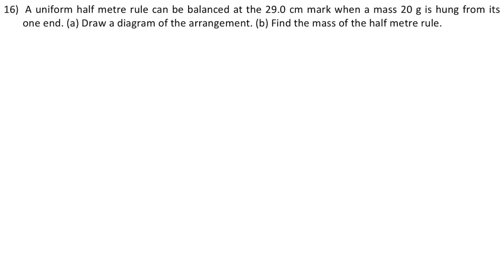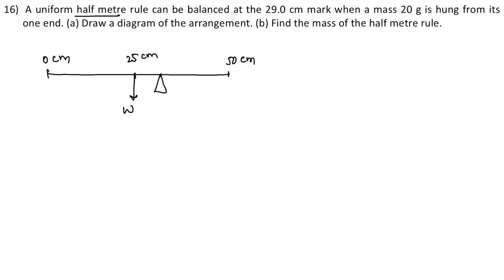16th. A uniform half meter rule. Now see here, it is uniform but a half meter rule. So the total length of the rule is 50 centimeter only. And it is uniform, that means the mass must be concentrated at the 25 centimeter mark. So this rule can be balanced at the 29 centimeter mark. So the weight is at 25 centimeter. It is pivoted at the 29 centimeter mark, when a mass of 20 gram is hung from its one end.